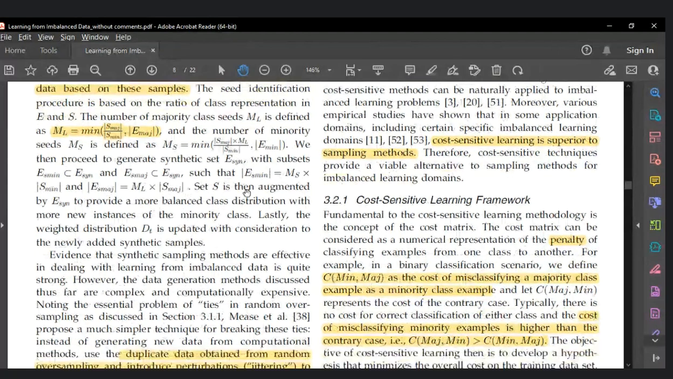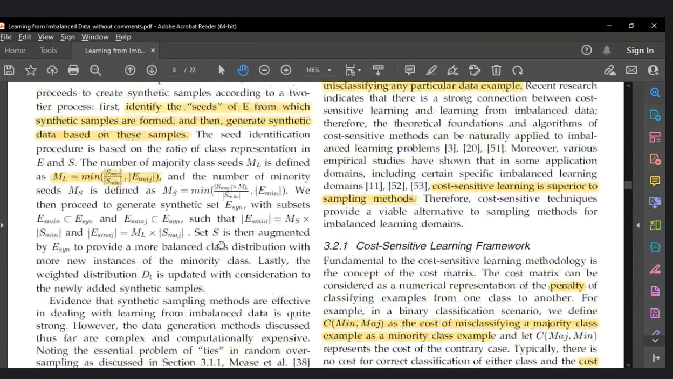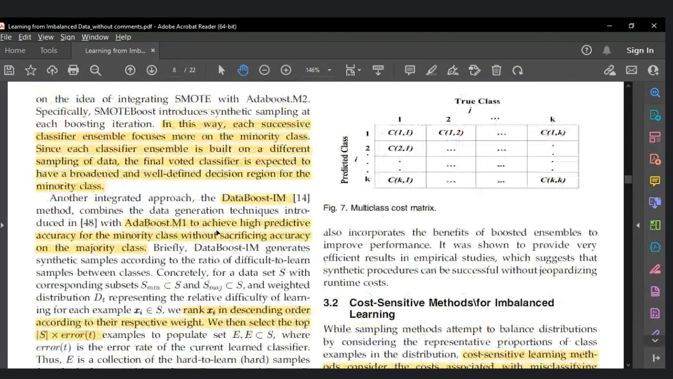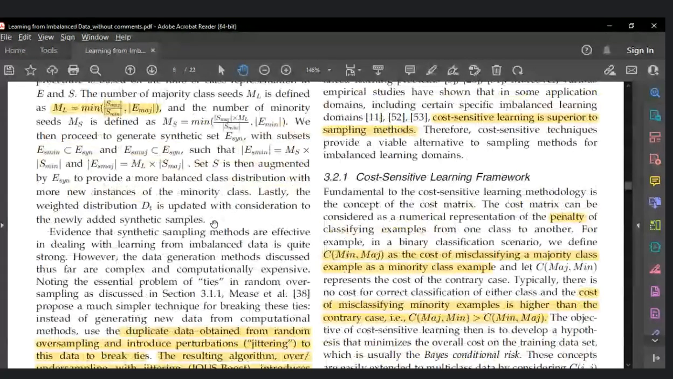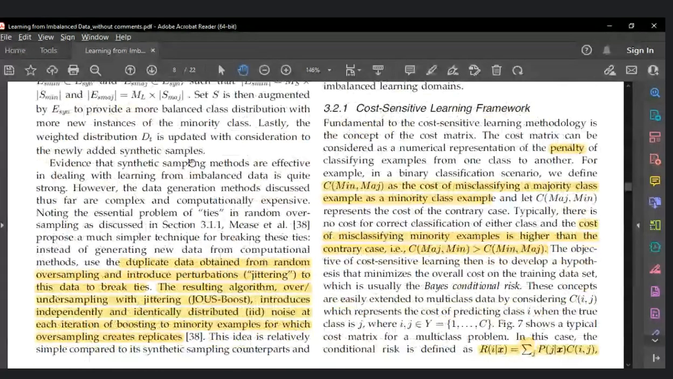Then our original set is augmented by this synthetic set to provide a more balanced class distribution with more new instances of the minority class. The last step is that the weighted distribution DT is updated with consideration to the newly added synthetic samples. So it's a long process, this algorithm. I haven't seen this being used anywhere, to be honest. I think it was done very empirically, but in practice I've barely seen it used.